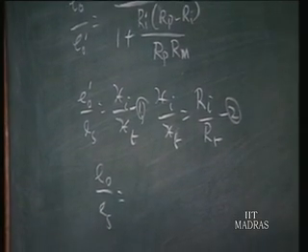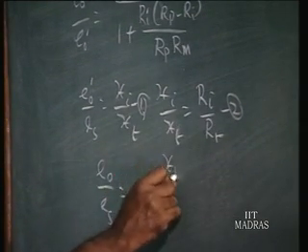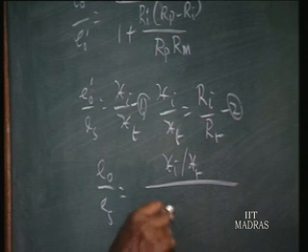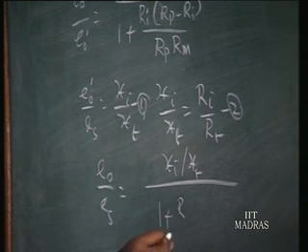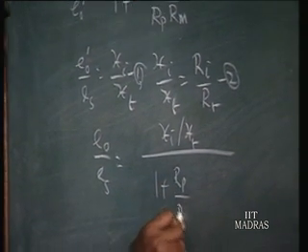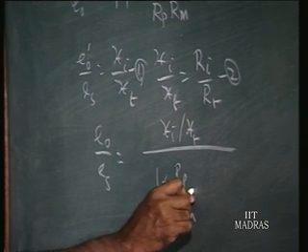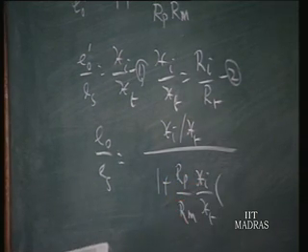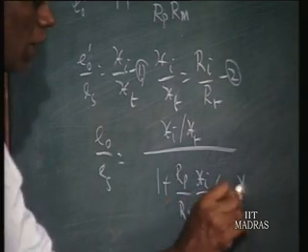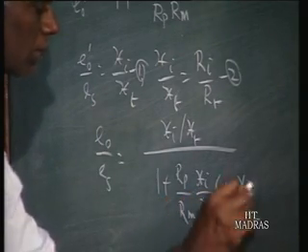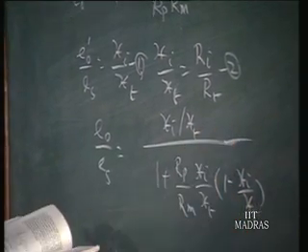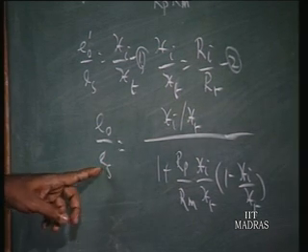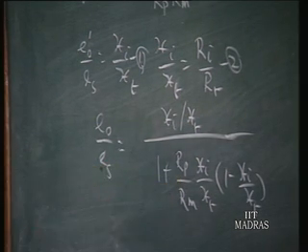Eo by Es is equal to Xi by Xt divided by 1 plus Rp by Rm into Xi by Xt into 1 minus Xi by Xt. So this is the equation in terms of Es and Xi by Xt.